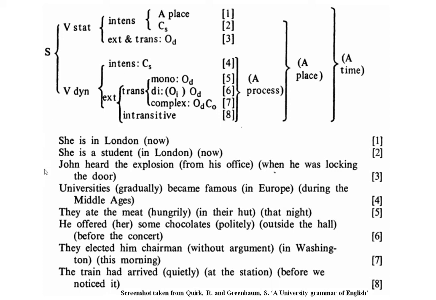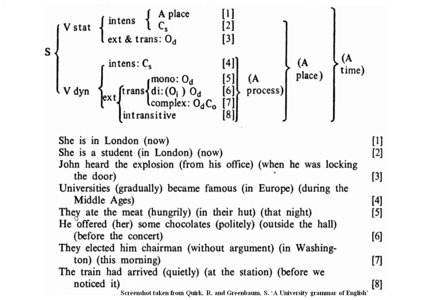Intensive dynamic verbs, like for example, sentence 4, "Universities became famous." Became here is a dynamic verb because it denotes a change from one shape to another shape, or a change from one state to another state. So it is a dynamic verb. But it is an intensive dynamic verb because it's followed by a subject complement, which is famous. Famous describes universities. So became here is a dynamic verb, and it is an intensive verb because it's followed by a subject complement. So it is an intensive dynamic verb.